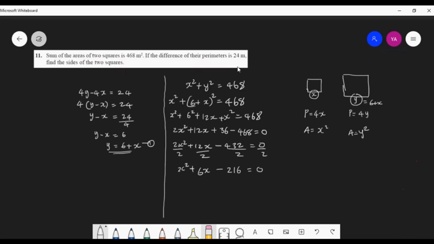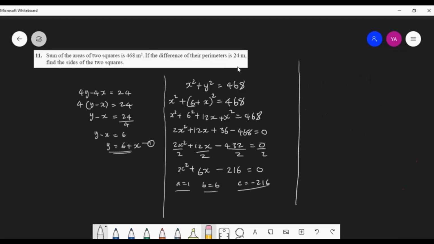Using the quadratic formula method, A is equal to 1, B is equal to 6, C is minus 216. Then write B square minus 4AC, the discriminant. What is the value here? B square is 6 square, that is 36. 36 minus 4 into A into C, 4 into 1 into C, which is minus 216. So minus will become positive. 4 into 216, how much will come?